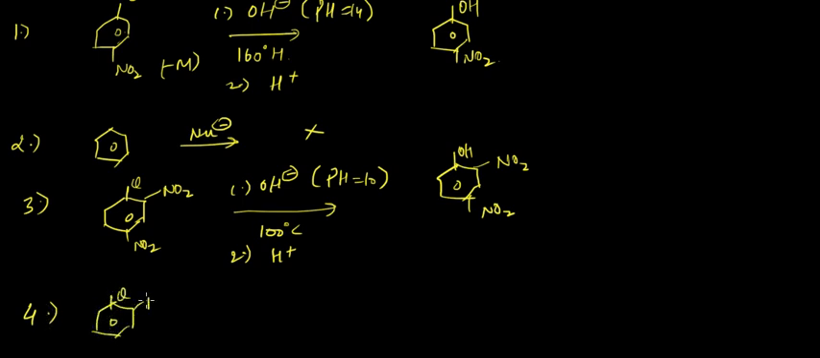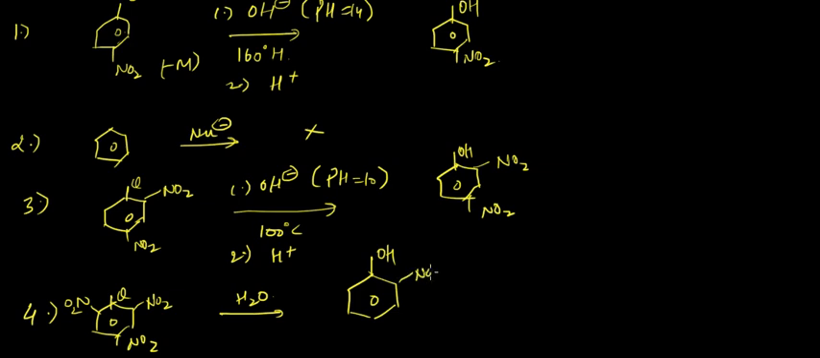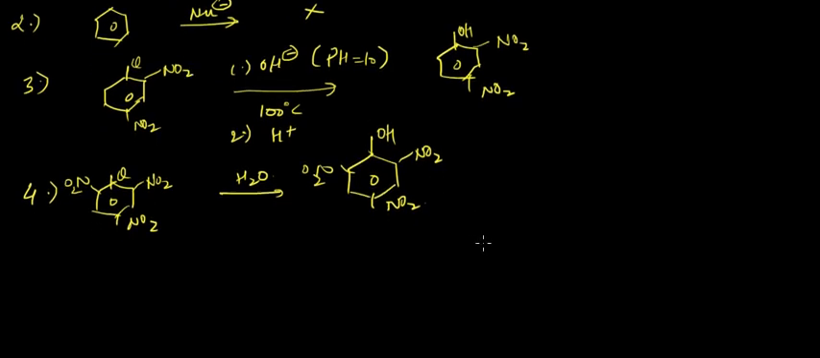Okay, fourth example, we have something like this. We have Cl here, NO2 at ortho and para positions, and again we react. This time we just require water to be passed into the reaction mixture, no need to have even a basic medium, and we find out that we have OH in place of Cl, and the rest of the positions of the nitro groups remain the same.